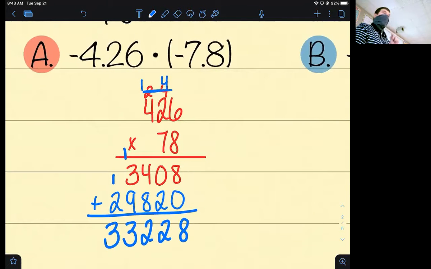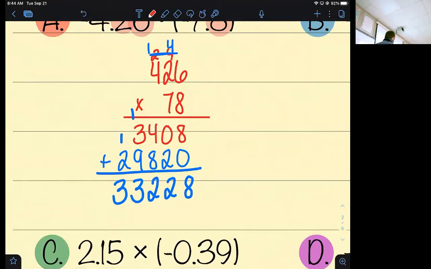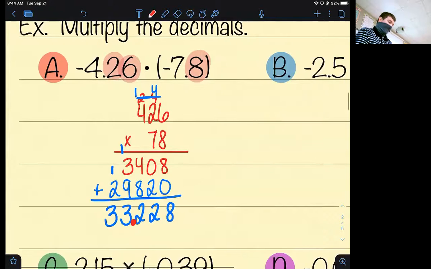4.26 times 7.8. So how many decimal places do I have in my problem? 3. I need to make sure I have that many in my answer. I don't need to line up the decimals. I just need to use them to know how many there are going to be. Not how many decimal points there's going to be, but how many decimal places there's going to be. So I start at the back side of the problem. If this was my answer, the decimal would be hiding here in the back. So go to where the decimal is, and I want you to count over 3 spots because there's 3 decimal places. And if I count over 3 spots, 1, 2, 3, that's going to put my decimal right there between the 3 and the 2. Make it 33.228. And then let's check.